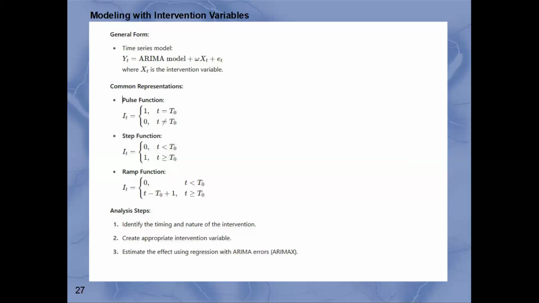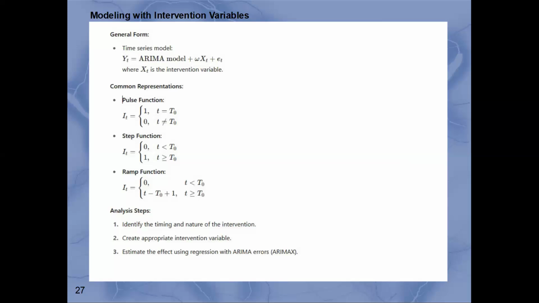So in time series modeling, what we would have is that our predicted variable will be whatever our model is, maybe an ARIMA model that we'll talk about in a little bit, plus this intervention variable, right? For a pulse function, what we would see is that I_t would equal 1 when t was equal to T0, and it would equal 0 if they were not equal. So if it wasn't the day of the sale, then it would be 0. If it was the day of the sale, it would be 1.